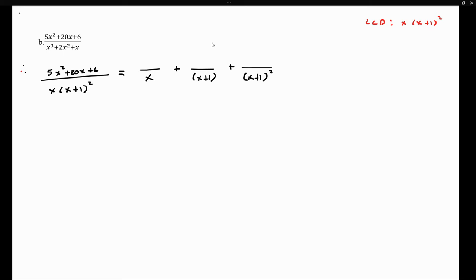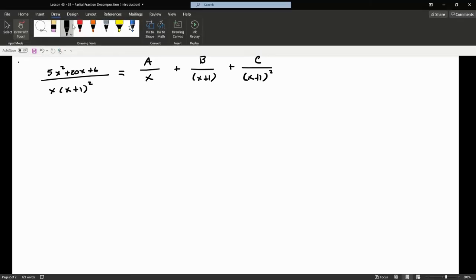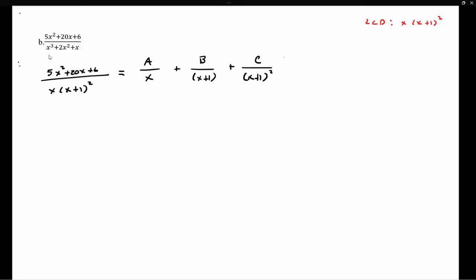Now that we have that, let's just set it up. I don't know what those constants are. I'm going to call them A, B, and C. And the procedure is essentially the same as we did previously. Let's multiply the left and the right by the LCD. So let's multiply the left-hand side by x times (x plus 1) to the second, and let's multiply the right-hand side by x times (x plus 1) to the second. By doing that, notice that this is going to cancel out with this denominator.